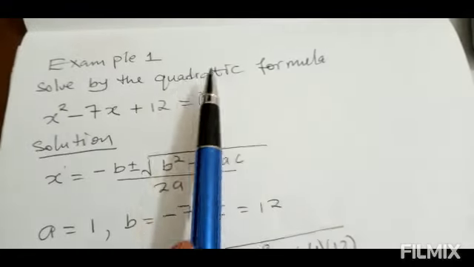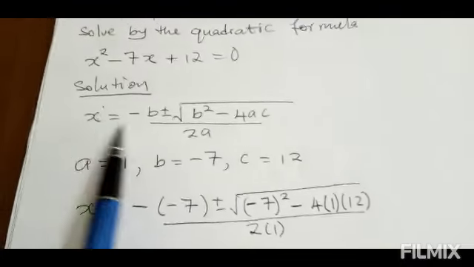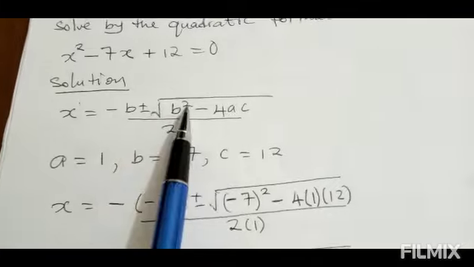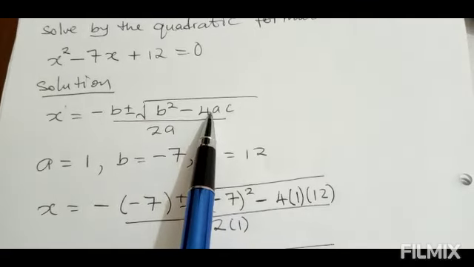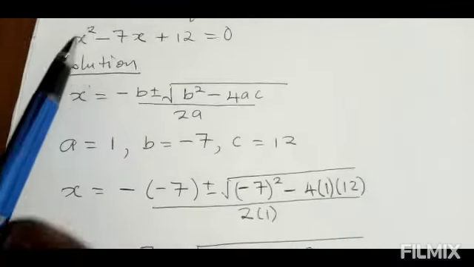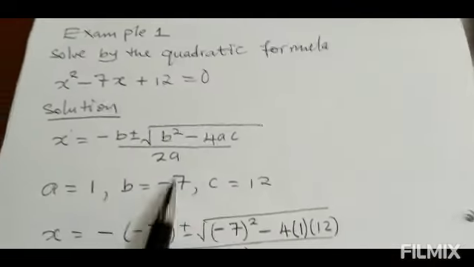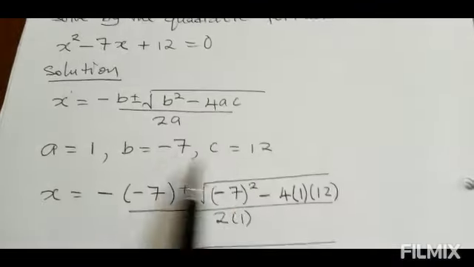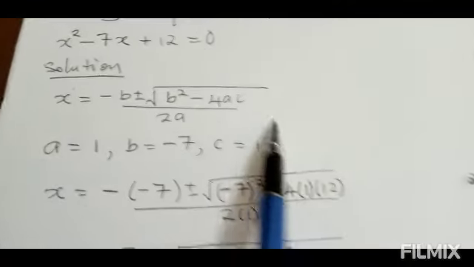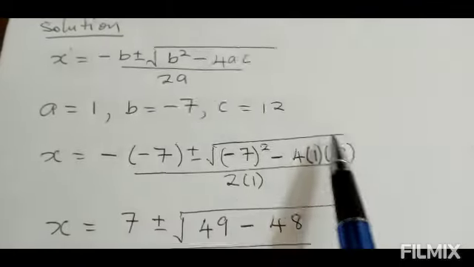Example 1. Solve by the quadratic formula: x squared minus 7x plus 12 is equal to 0. Solution. x is equal to minus b plus or minus the square root of b squared minus 4ac over 2a. So what is a? It is 1, the coefficient of x squared is 1. a is 1, b is minus 7, c is 12. The constant is 12. So we just get these values and substitute them into the equation.